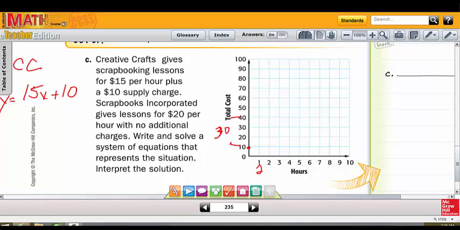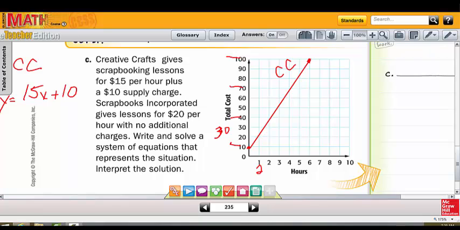So we need to go up 30 there, go up another 30, and we can go up a final 30, so that means we would have to go over 6. So we would get to our point right here, and now we can draw a nice straight line exactly from this point to this, and that's our CC, Creative Crafts.